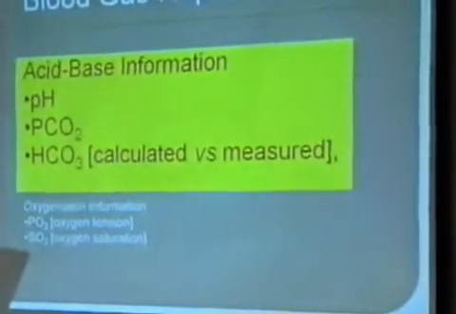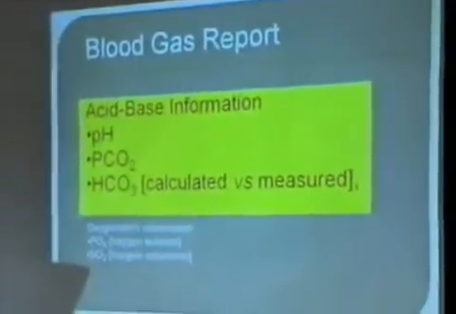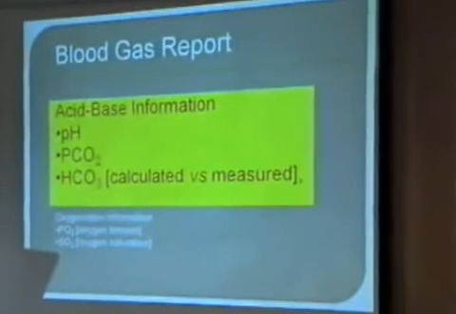But generally, what we get in the report is two types of information. One is about acid-base balance: pH, PCO2, and calculated bicarb. And the second part is about oxygen: PaO2 and calculated SAT. So basically the blood gas is two different stories. One story about acid-base and one story about oxygen.